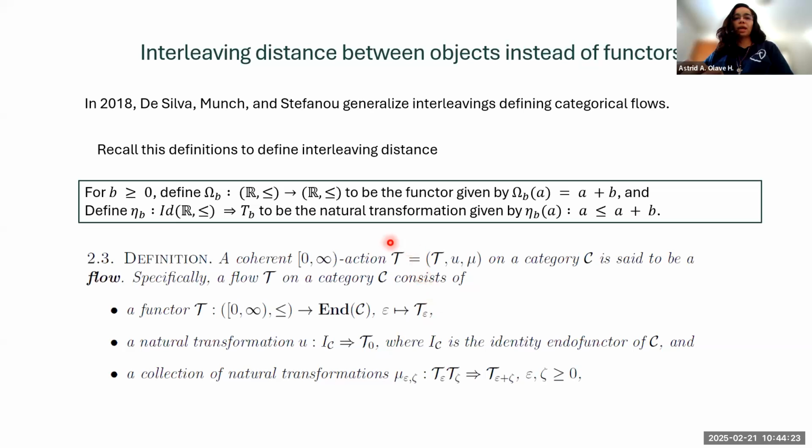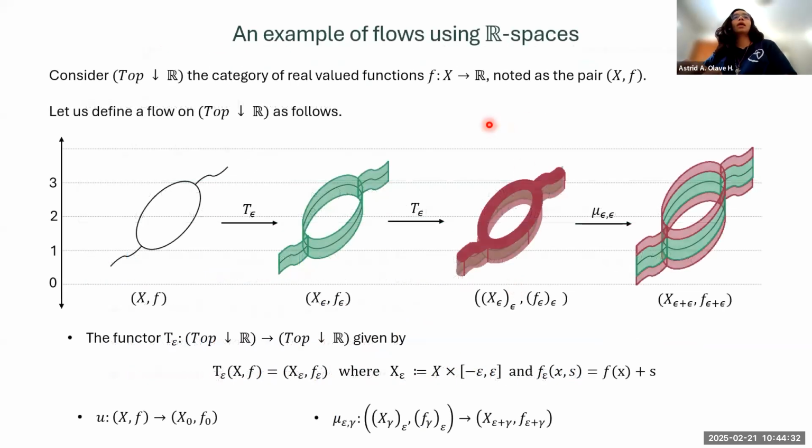And if we have this kind of T defined, then we have a flow on the category. Let's do an example. This is gonna make it more clear. Let's use the slice category of real value functions that go from any topological space X to R. We note it as this pair. And we're gonna define a flow.